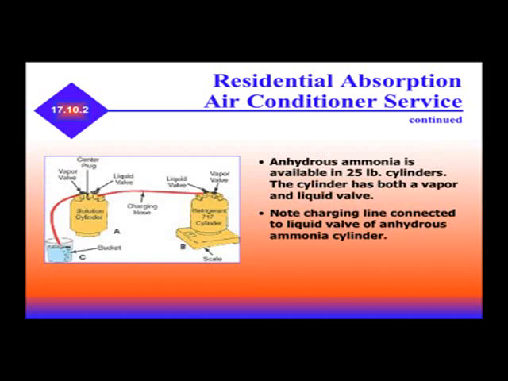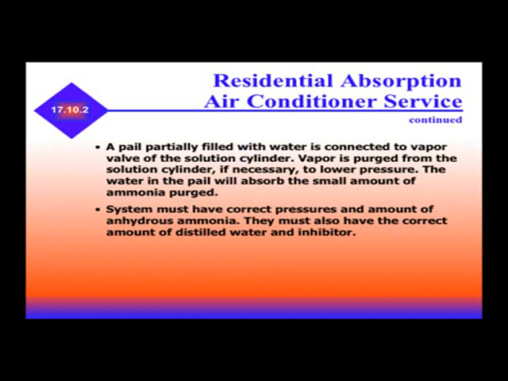Anhydrous ammonia is available in 25-pound cylinders. The cylinder has both a vapor and a liquid valve. Note the charging line connects to the liquid valve of the anhydrous ammonia cylinder. A pail partially filled with water is connected to the vapor valve of the solution cylinder. Vapor is purged from the solution cylinder if necessary to lower pressure. The water in the pail will absorb small amounts of ammonia purged.